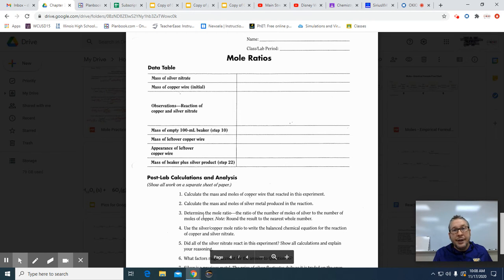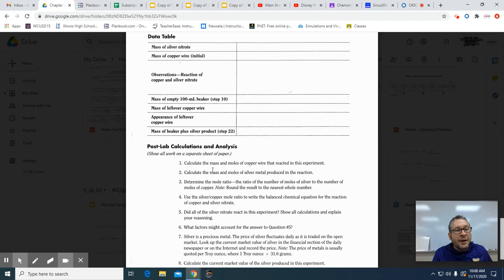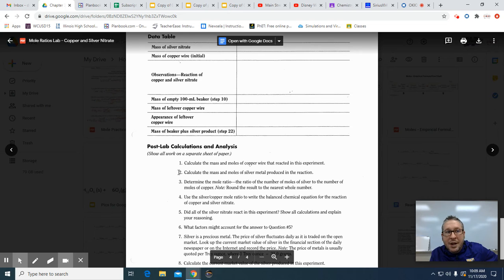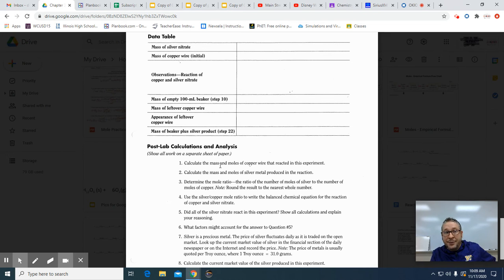All right, so that's the last bit of data here, but I do want to give you a hint on something. Number 1 and number 2, you're going to have to figure out. Remember, when you calculate the mass and moles of silver metal produced in the reaction, you're not using this mass. You have to figure out the difference between the mass you just now recorded and the empty 100 ml beaker. That's what you use for number 2. For number 1, we've already calculated the difference between the copper before and after. So again, if you don't know that, you've got to watch yesterday's video.